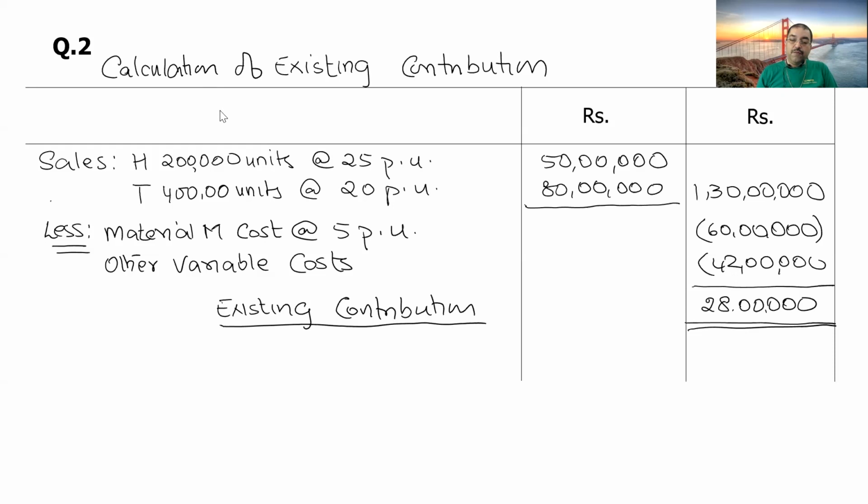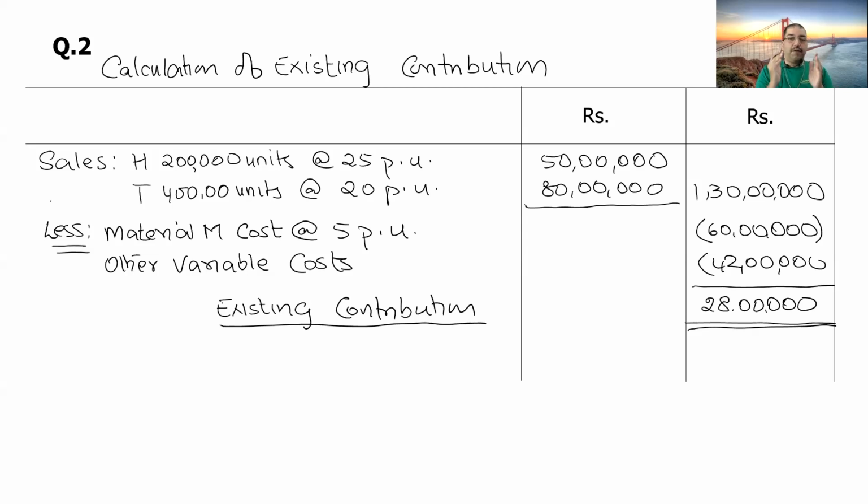Now, how many units more I should sell? I do not know. They have not given. I'm just making an assumption that let us assume that we are selling 10% more. Now we are selling 2 lakh units of H. So in future we'll be selling 10% more. That means 20,000 units of H more, because I want to compensate for the decrease in the price of H.